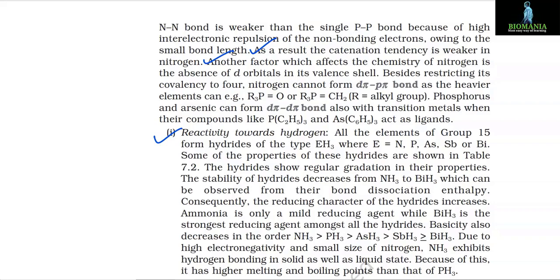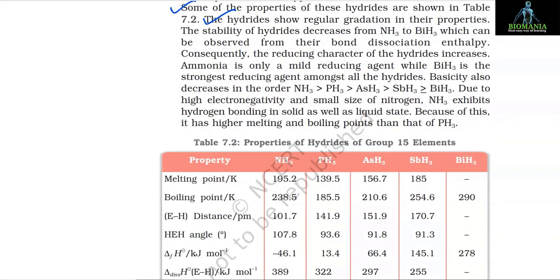Number 1. Reactivity towards hydrogen. All the elements of group 15 form hydrides of the type EH3, where E = N, P, As, Sb or Bi. Some of the properties of these hydrides are shown in table 7.2. The hydrides show regular gradation in their properties. The stability of hydrides decreases from NH3 to BiH3, which can be observed from their bond dissociation enthalpy. Consequently, the reducing character of the hydrides increases. Ammonia is only a mild reducing agent, while BiH3 is the strongest reducing agent amongst all the hydrides.